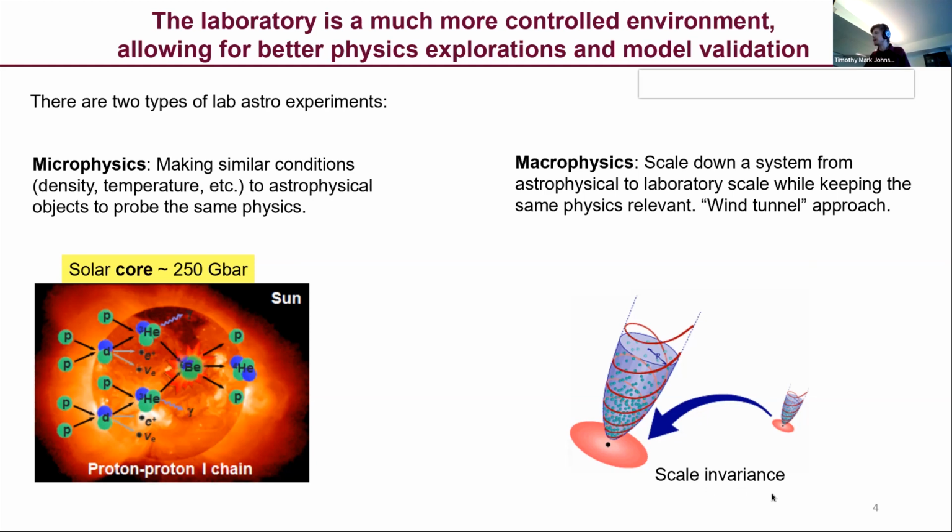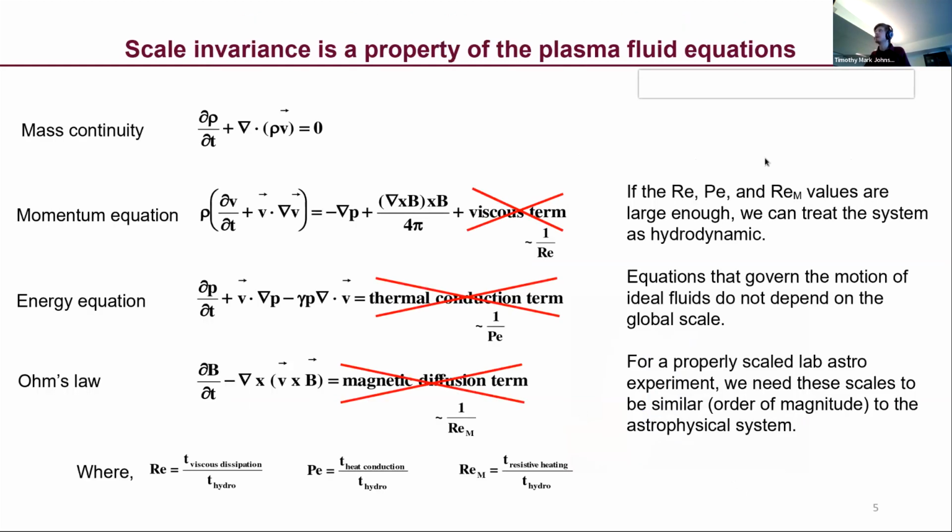And this is made possible by a property called scale invariance. Scale invariance is a property of the plasma fluid equations. Over on the left-hand side of the screen, we've written down the MHD equations, and the particularly troublesome terms are marked with x's over them. These terms are proportional to 1 over these dimensionless numbers, such as the Reynolds number, the Peclet number, and the magnetic Reynolds number. So if these numbers become big enough, so 1 over them makes them small, we can ignore these troublesome terms, and then we get a purely hydrodynamic set of equations.